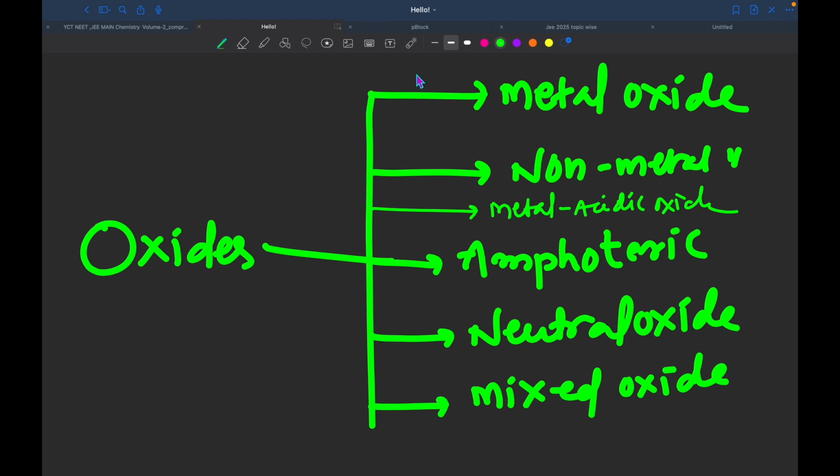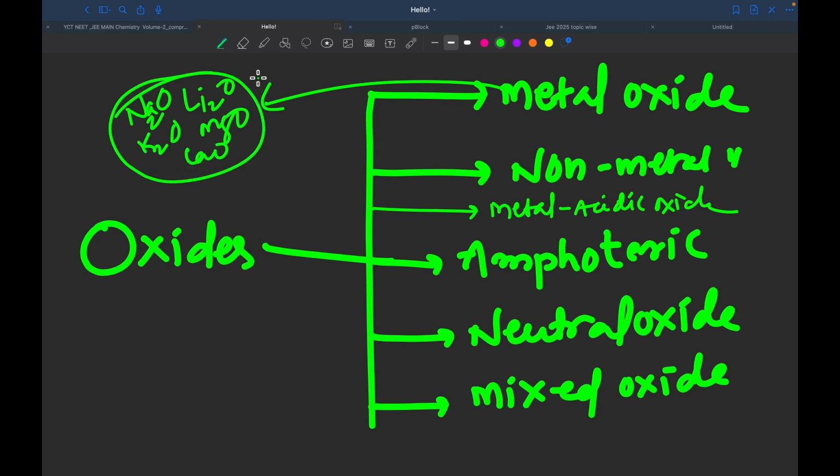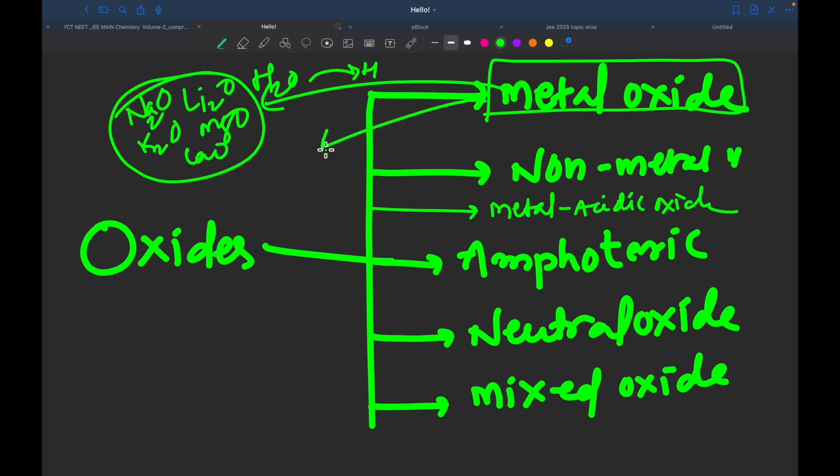So metal oxides, we know it, like all the metals, first group oxides like Na2O, K2O, Li2O, magnesium oxide, calcium oxide. All these are the metallic oxides. When metallic oxides are placed in water, they produce strong alkali. So that's why metallic oxides are known as basic oxides.